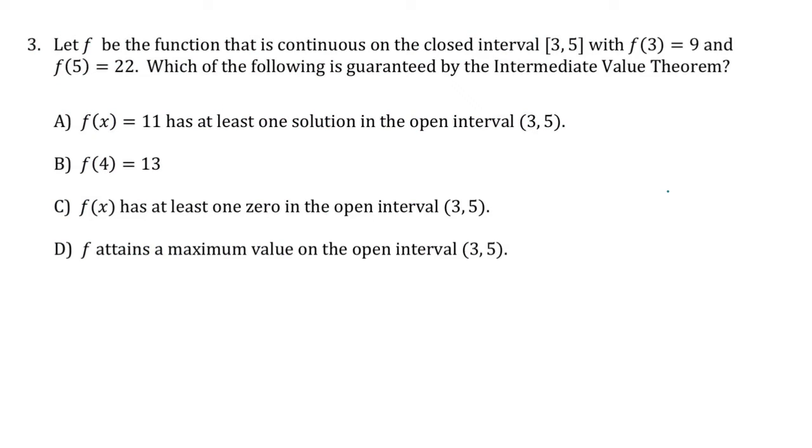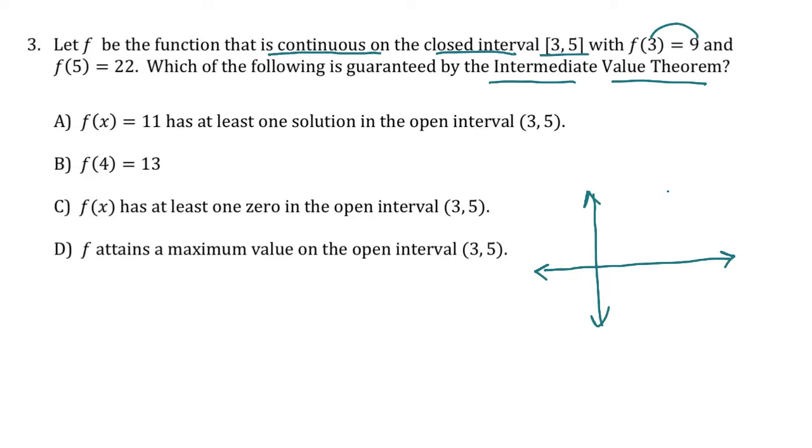Okay, for our next problem, it looks like it is talking about the intermediate value theorem. Notice we are told that the function is continuous on a closed interval from 3 to 5. So this is setting up the information we need for the intermediate value theorem. We are also told that f at 3 is 9, so I have an ordered pair (3, 9). And then I also have another ordered pair, (5, 22). So I'm over here at 5, way up here at 22.